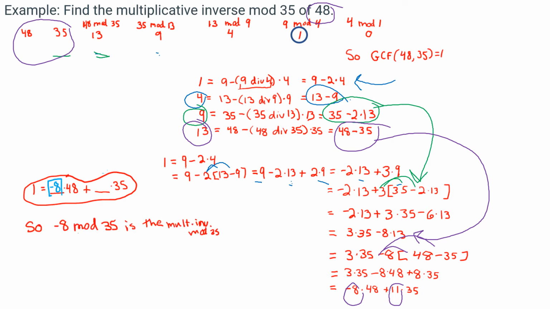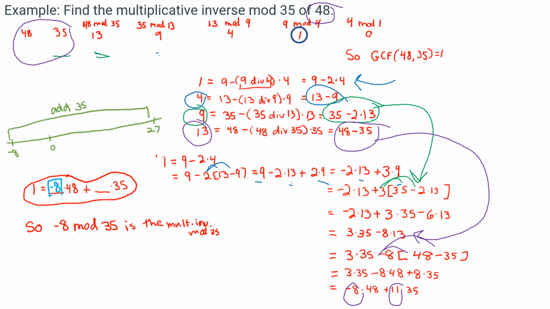So now remember that s mod n is our multiplicative inverse. So s is our negative 8, so negative 8 mod 35 is a multiplicative inverse mod 35. What is negative 8 mod 35? Remember how we get a mod when we're starting with a negative number.